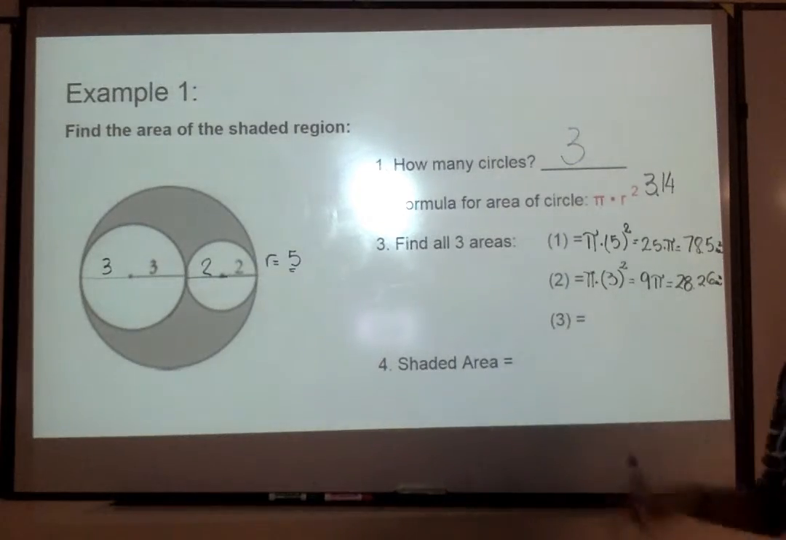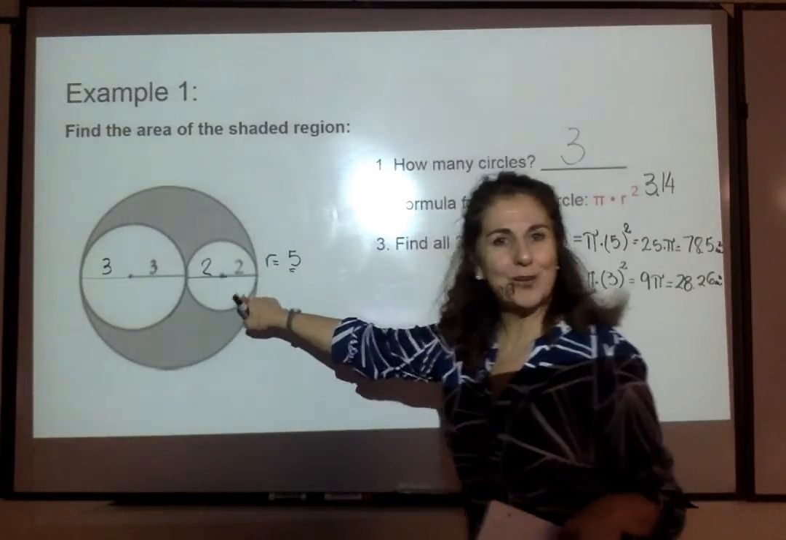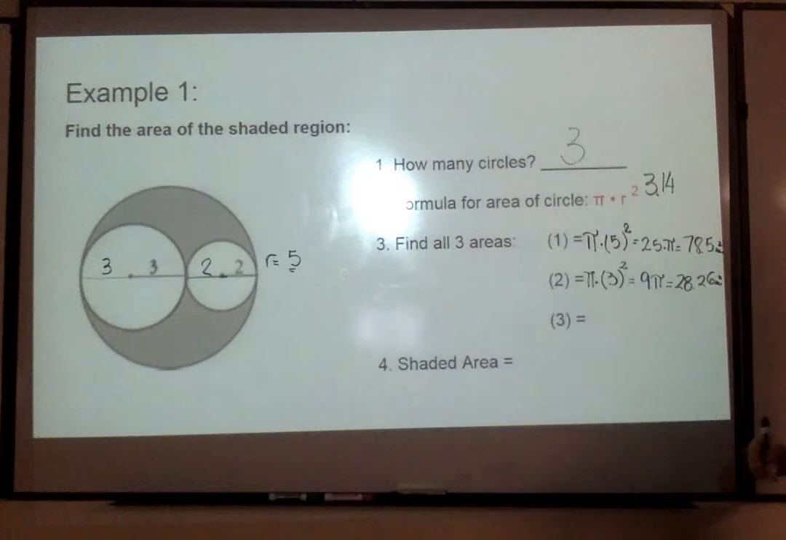And then the third circle, which is like our smallest circle over here. That smallest circle, how are we going to find the area of that circle?